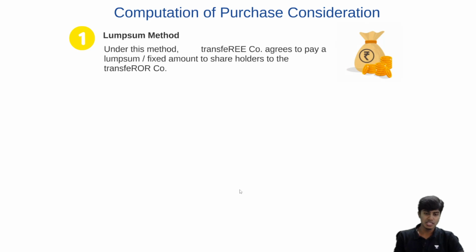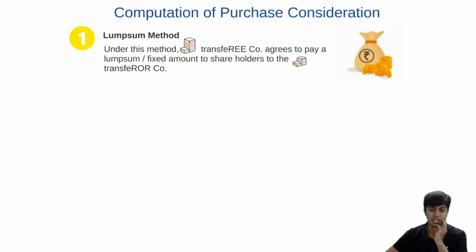Then we discuss the computation of purchase consideration, which can happen under multiple methods. First one is the lump sum method, where a lump sum amount is given and that straight lump sum money is considered as PC. This is one of the easier methods. Under this method, the transferee company agrees to pay a lump sum, need not be in cash in any form, to the transferor company.